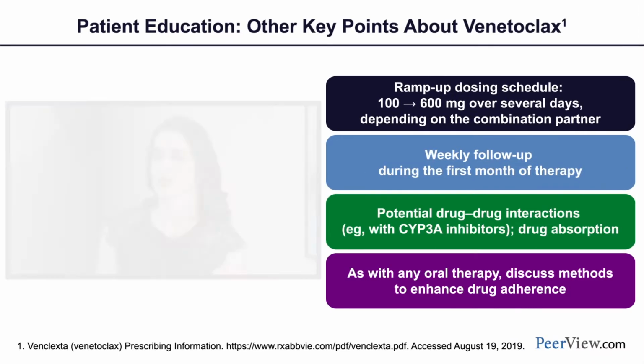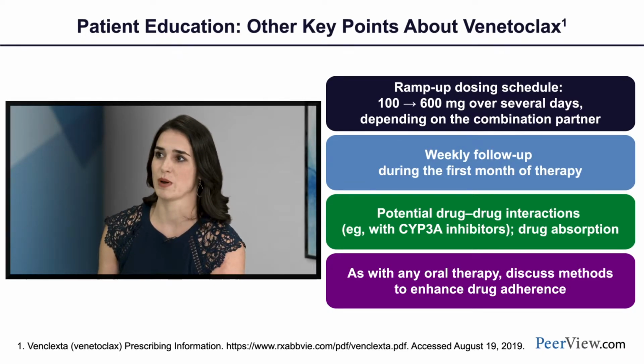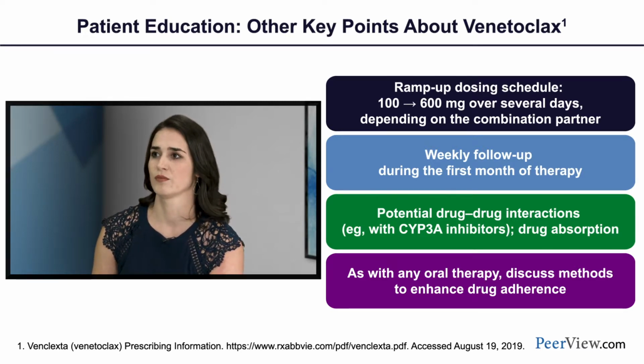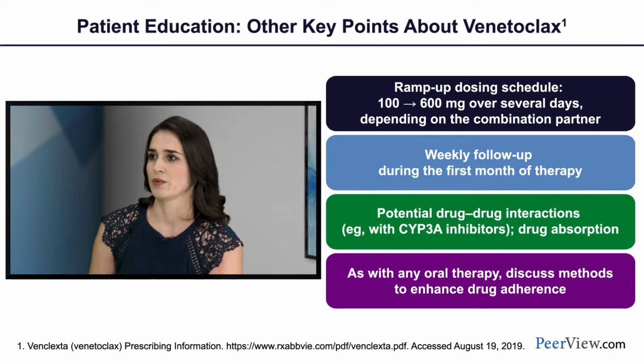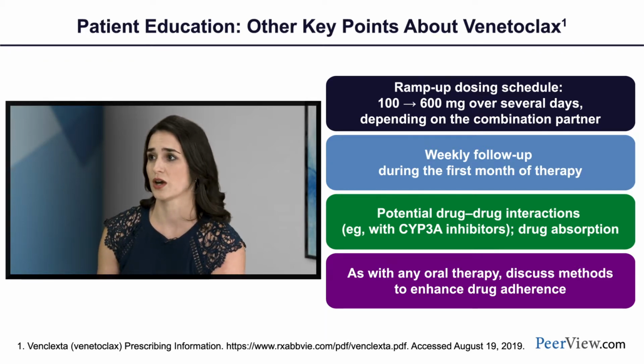Venetoclax is an oral agent, and there are a number of steps we can take to make sure patients experience the full benefits of the therapy. We usually start the dosing schedule at 100 milligrams, and every single day we bump it up to their goal range, whether it be 400 or 600 milligrams. We like to do this over a period of time, and then we'll follow up with these patients, whether they're inpatient or outpatient. We need to educate them on potential drug-drug interactions, like with CYP3A inhibitors.